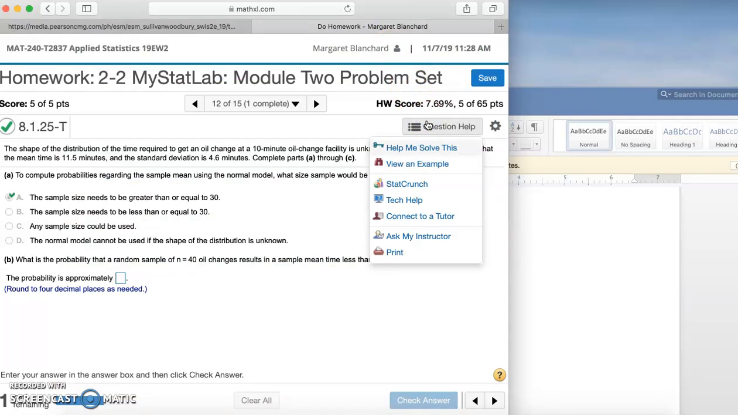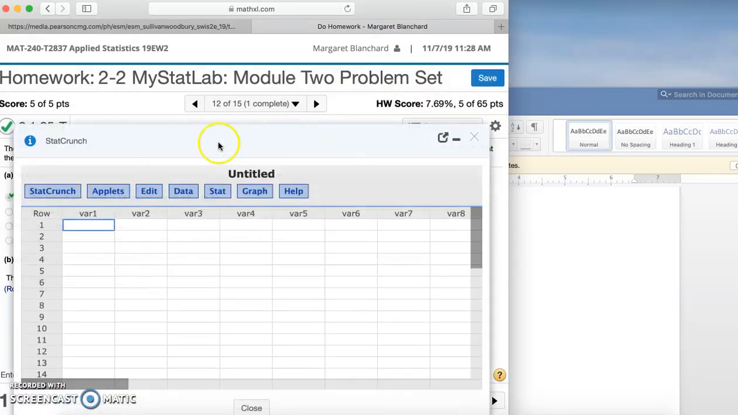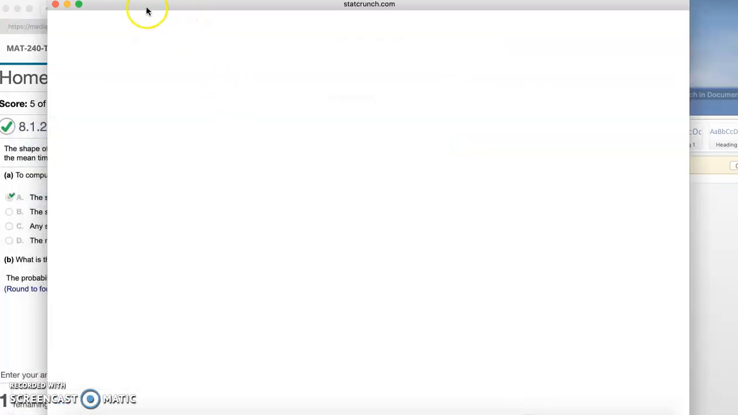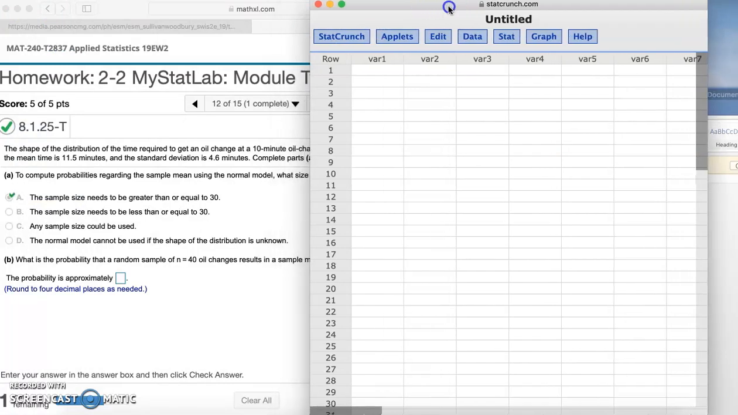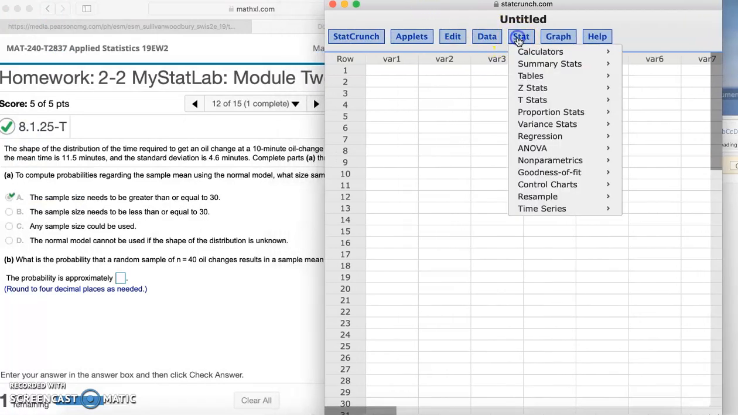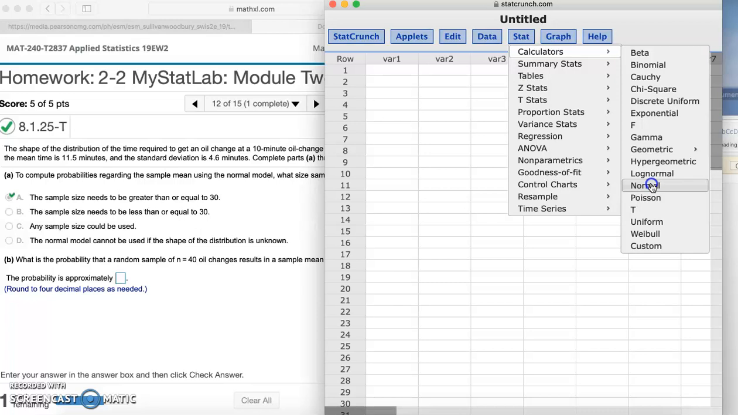The other way to do this is in StatCrunch, which is easier and quicker and a little less error prone because you can make little mistakes. Let's go ahead and go to StatCrunch. I'm going to pop that window out so we can shrink it down and look at them all together. You're going to go to Stat, Calculators, and down to Normal.